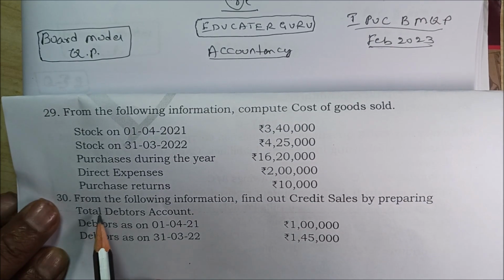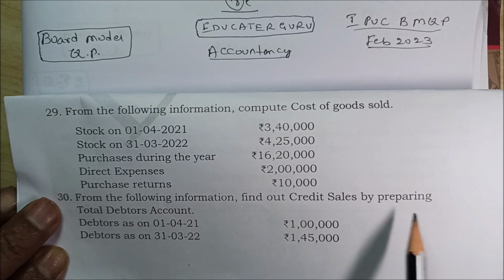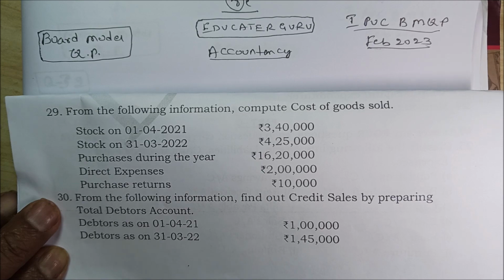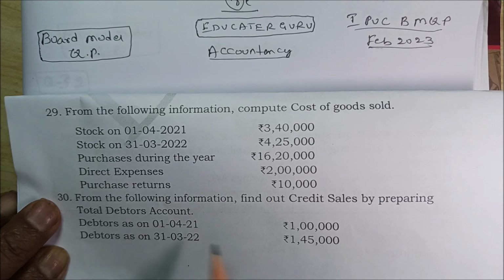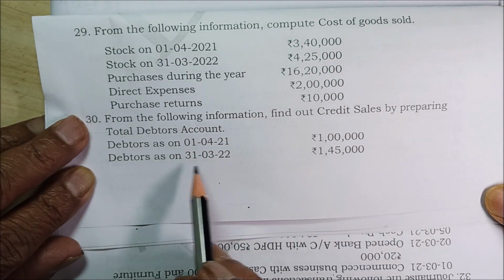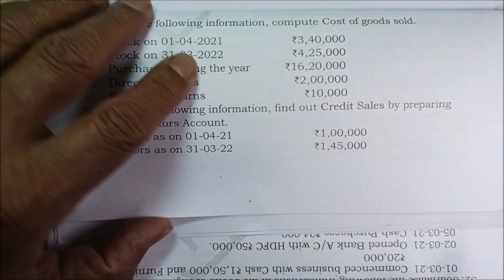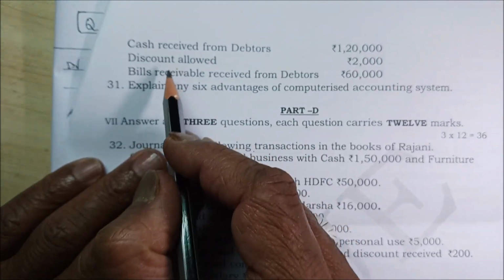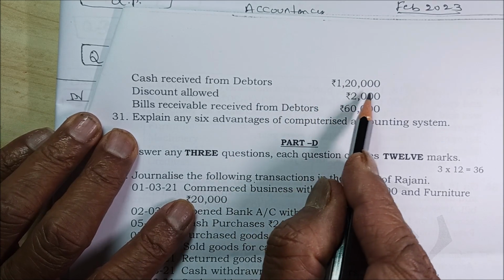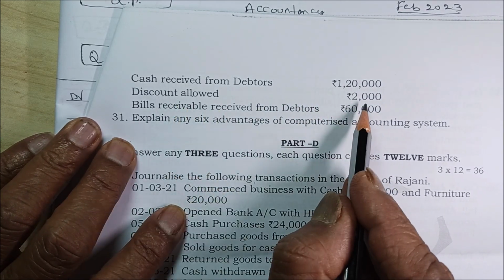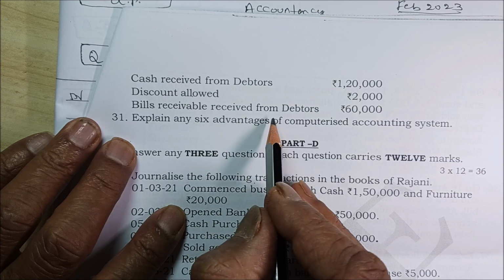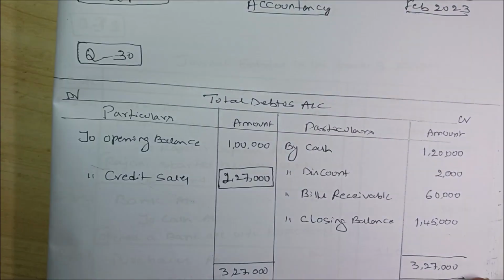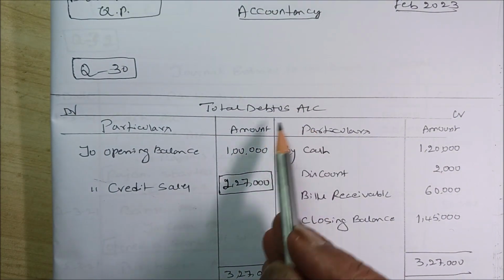Now problem number 30. From the following information, find out credit sales by preparing total debtors account. This is single entry system of bookkeeping conversion. Debtors as on 1/4/21, 1 lakh. Debtors as on 31/3/22, 1,45,000. Cash received from debtors, 1,20,000. Discount allowed, 2,000. Bills receivable received from debtors is 60,000. They have given a few items. Then you have to prepare total debtors account.